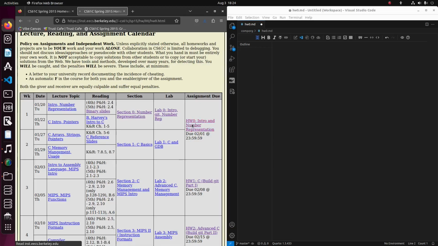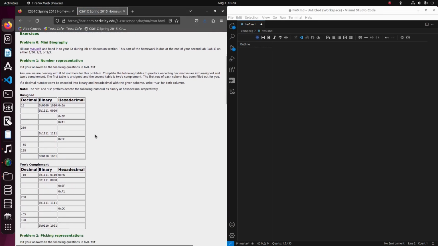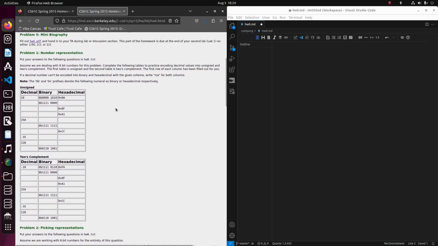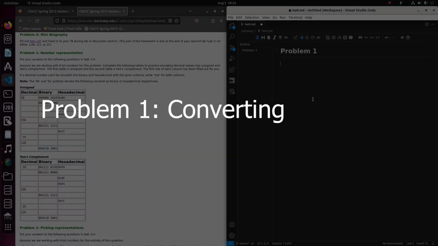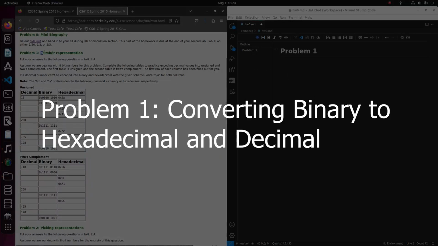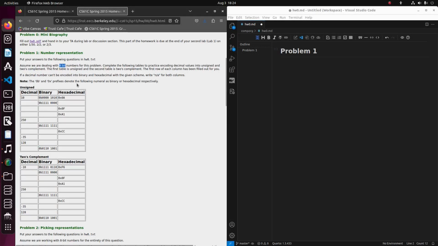Might as well just jump right into the first problem. So in this first problem, we're going to be looking at number representation, and we're going to assume that we're working with 8-bit numbers, and we're going to be converting these binary 8-bit numbers.